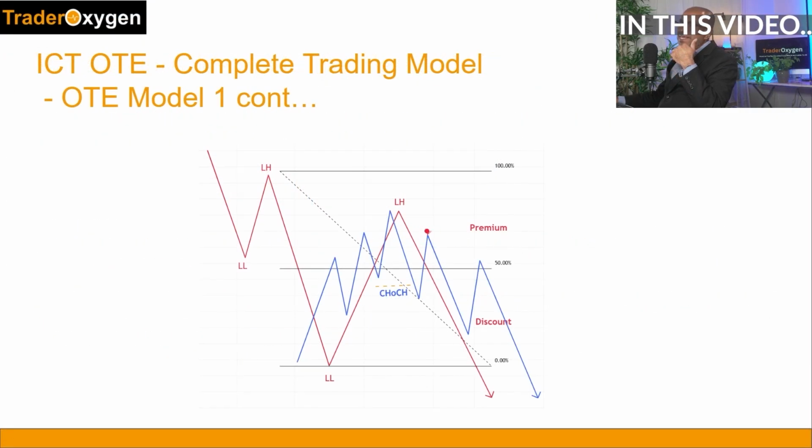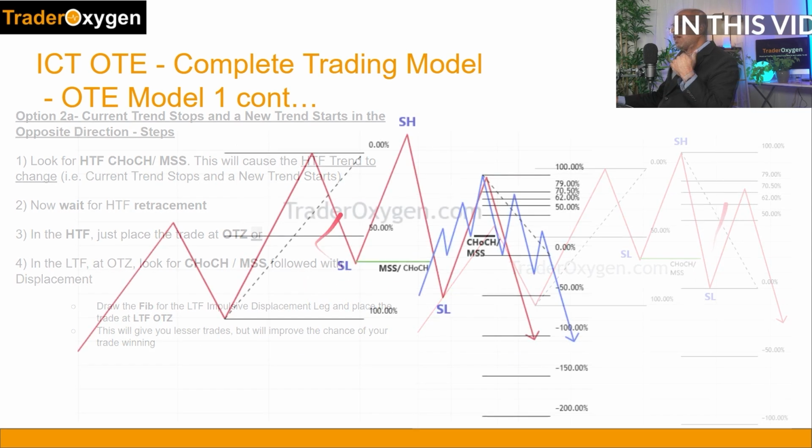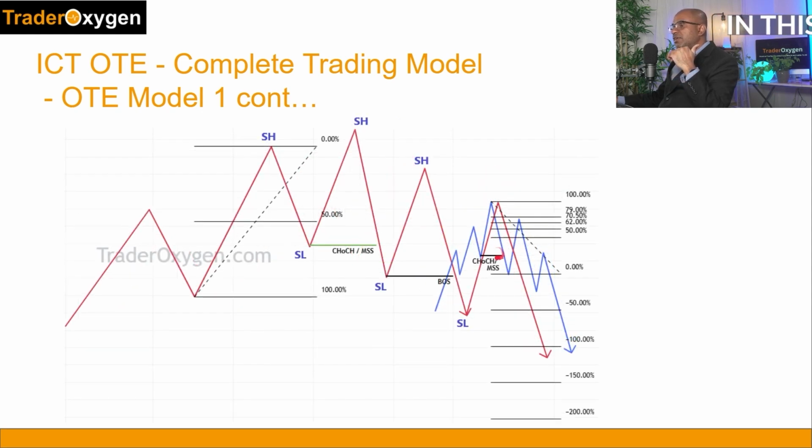Then you can place a sell limit order in the lower time frame. Price push down to grab liquidity. Higher time frame has where your stop loss will be here. Change of character or market structure shift in the lower time frame. Target your first take profit.